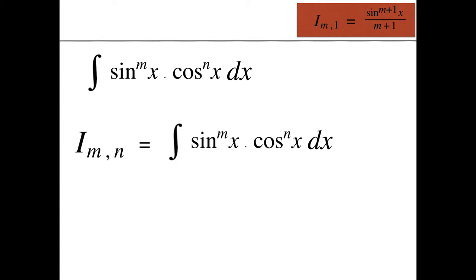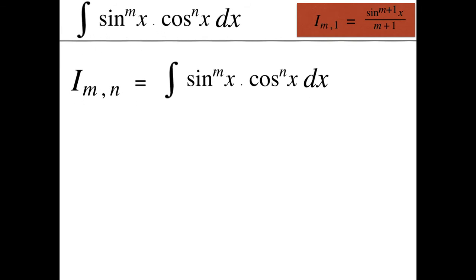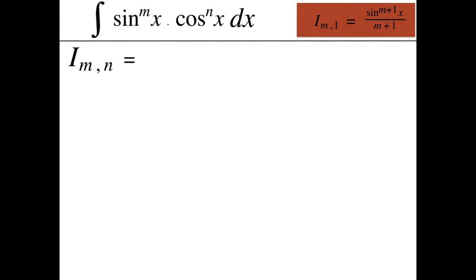So let us jump to our main question, which was the integral of sine to the power m of x times cosine to the power n of x dx. Before we do that, we have to give it a notation, like I subscript m comma n. Okay, so we have this. Now let us say that we have to integrate this. Now how can we integrate this?